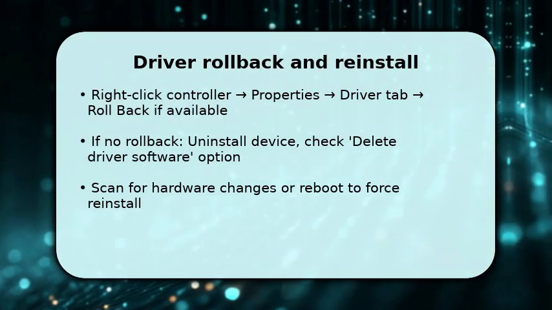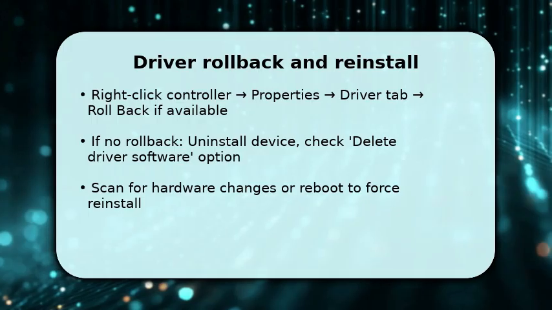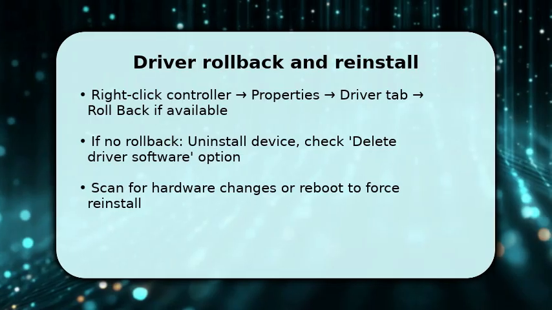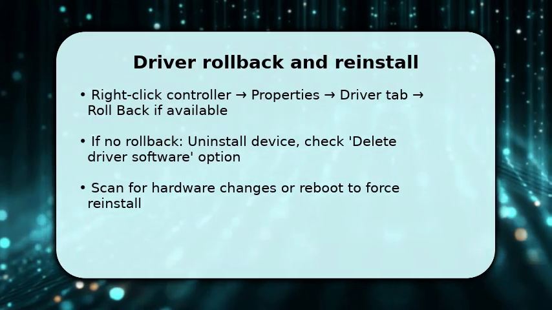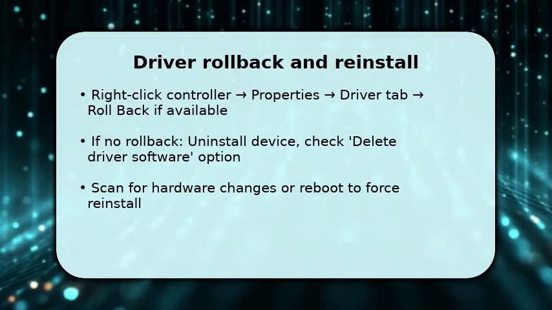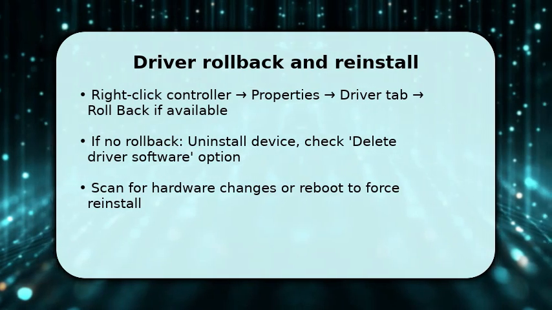If rollback isn't available, uninstall the problematic USB controller, and when prompted, check "Delete the driver software for this device" to clear corrupted files. Once uninstalled, use Action > Scan for hardware changes or simply reboot. This forces Windows 7 to detect the controller and attempt a clean driver reinstall automatically.